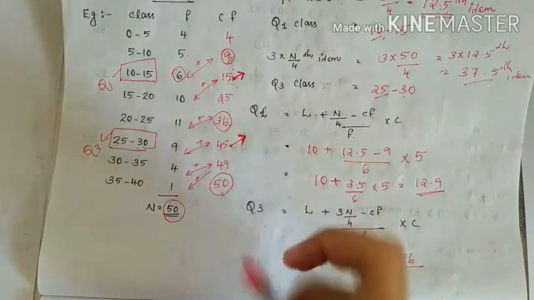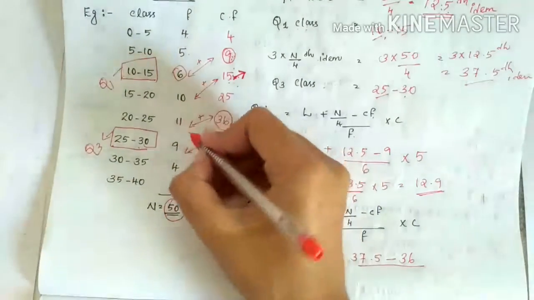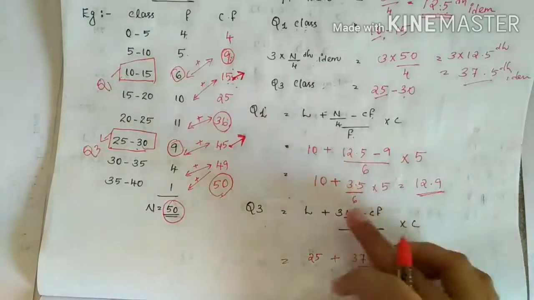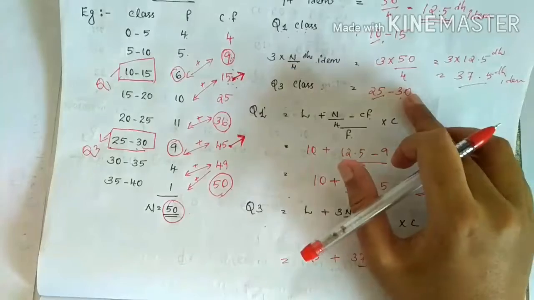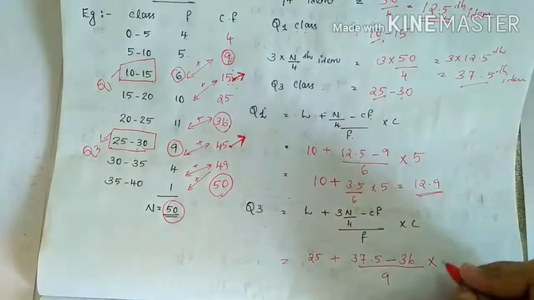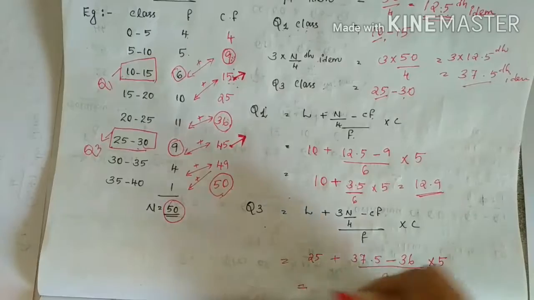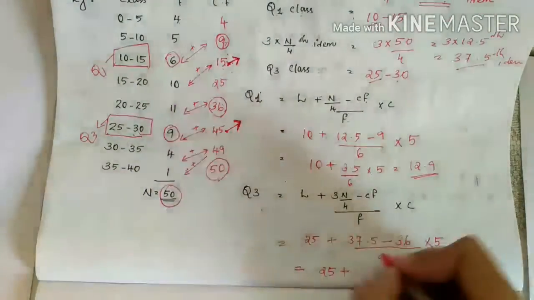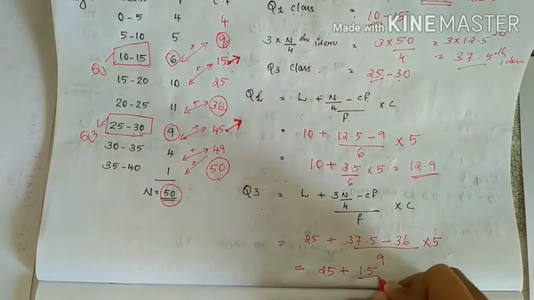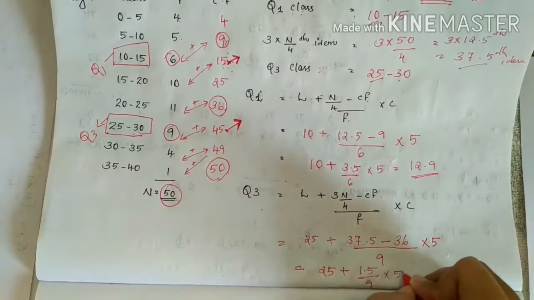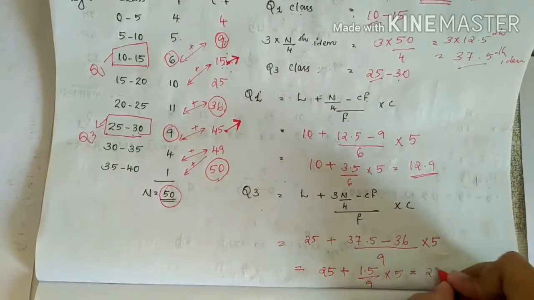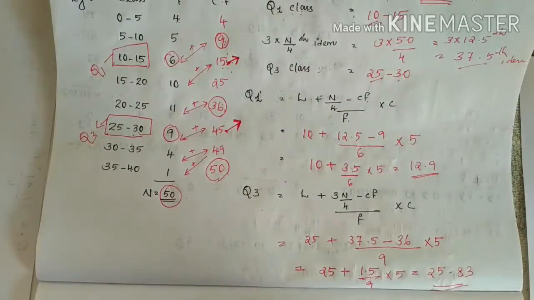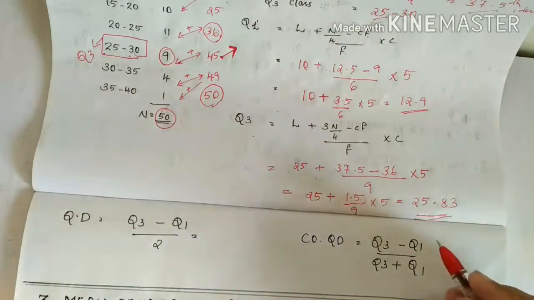Divided by F. F means the frequency of the quartile class, that is 9. 9 into C. C is the class interval, that is 25 to 30, the upper limit minus lower limit, that is 5. It is equal to 25 plus 1.5 divided by 9 into 5. The answer is 25.83. Clear? Find out the value of Q3 and Q1.